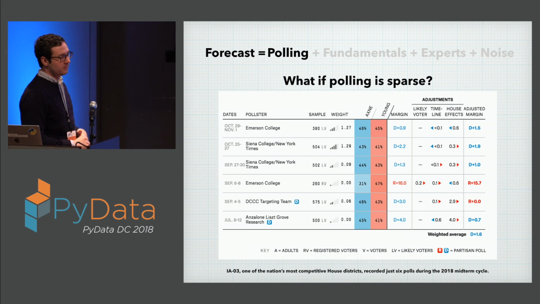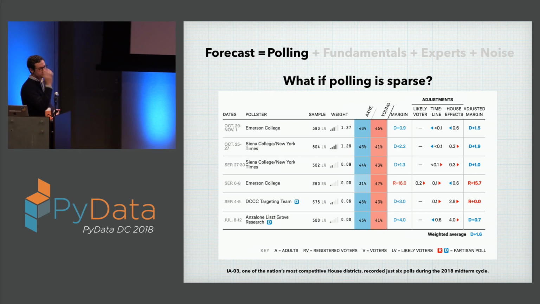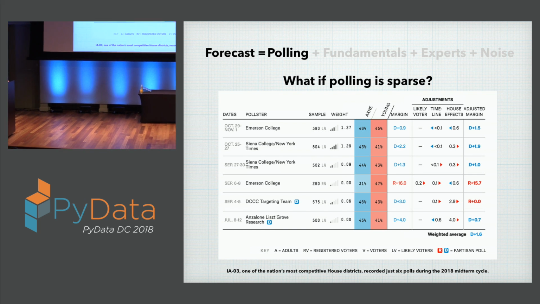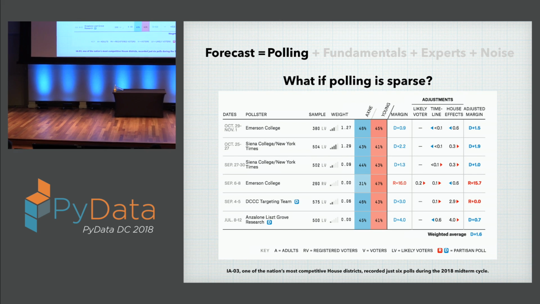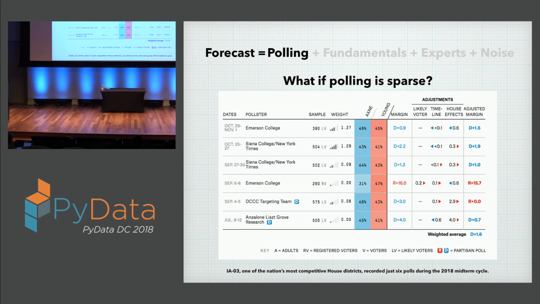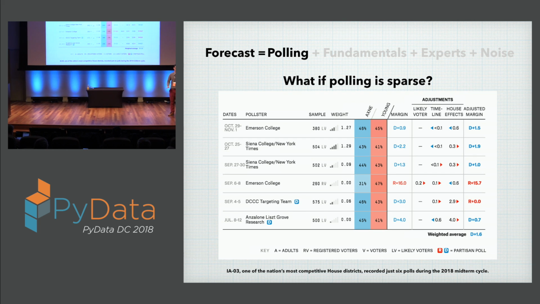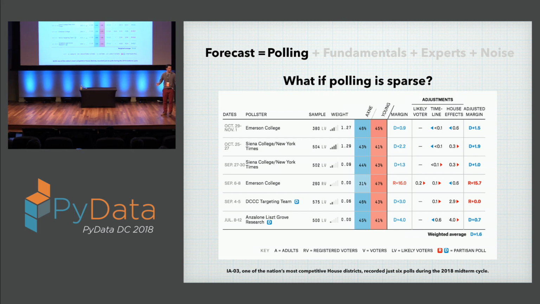Now, a good question would be, what if polling is sparse? What if you're in a place where there's just not a lot of data on the ground to determine that we could make these corrections and think about what the margin is? Even if you have the most accurate pollsters, if there are very sparse data points, there's only so much you can do.